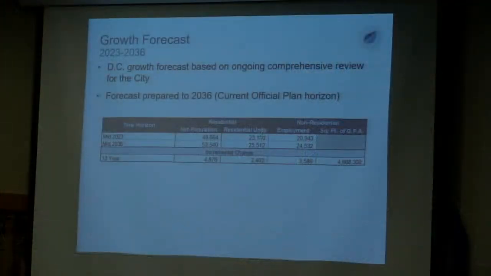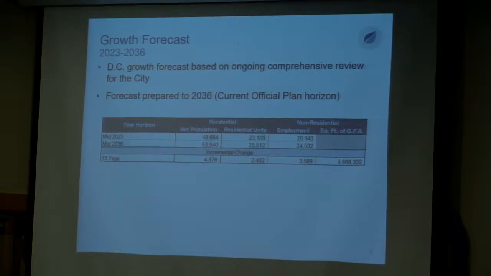So the growth forecast that's been prepared for the purpose of this exercise has been based on the ongoing comprehensive review that's been undertaken for the city, and it looks at growth from the 2023 period to 2036, being the current official plan horizon. And so over that 13-year forecast period, that would see the city growing by just under 4,900 persons, and that would, over that period, require the development of about 175 residential dwelling units per year.